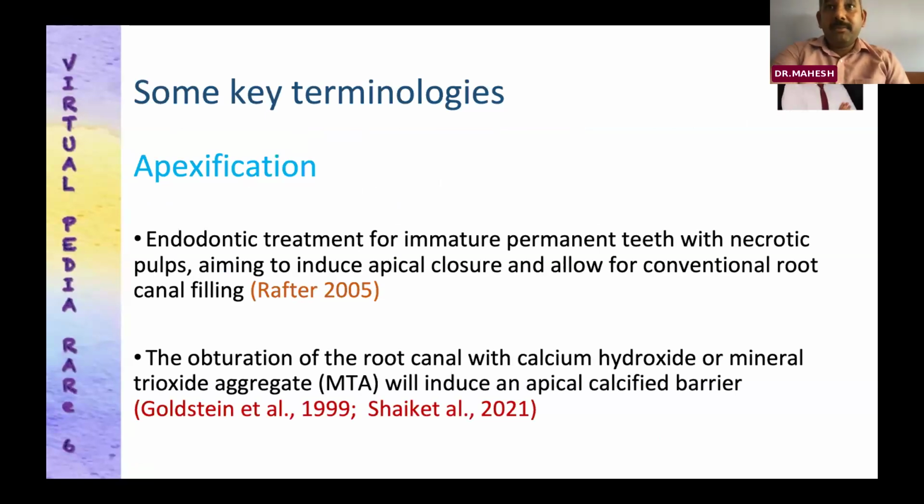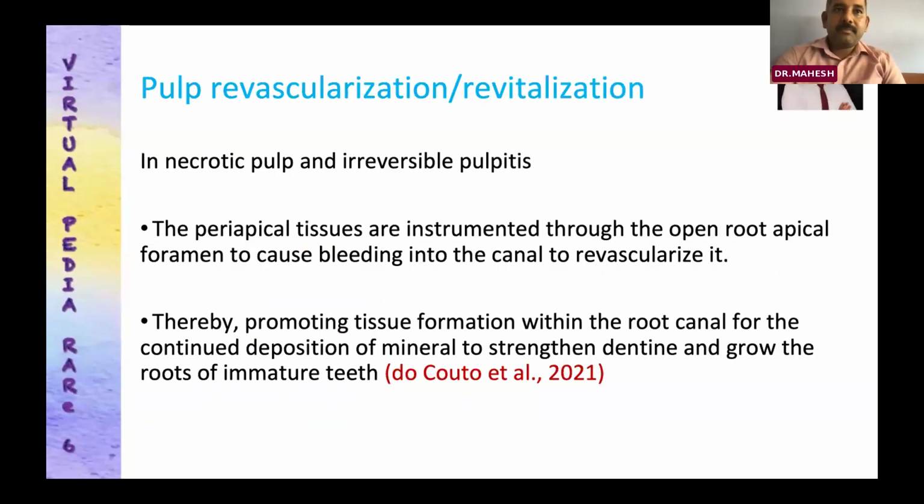The first and foremost terminology which you have to know is apexification. Apexification, as defined by Rafter in the year 2005, is one landmark article which you have to read when you read about the apexification procedure. It was published in 2005 in Dental Traumatology. He defined apexification as an endodontic procedure for an immature permanent tooth with necrotic pulp, aiming to induce apical closure and allow for conventional root canal filling. The obturating material can be calcium hydroxide or MTA, which is used to create an apical barrier.